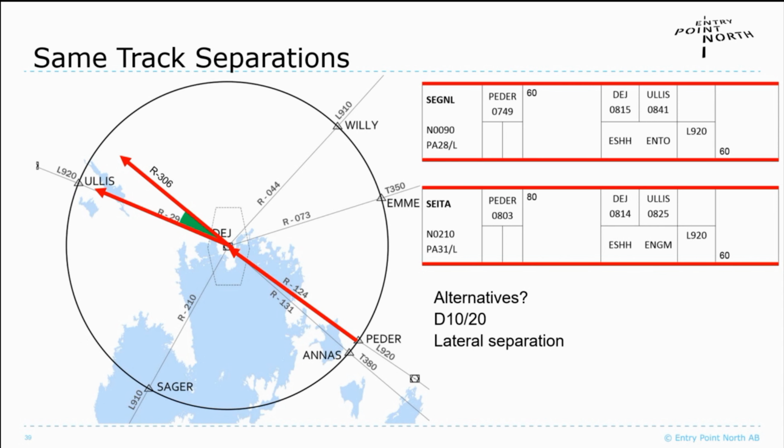It is an option. Again, it's not the best option, but what we could do is send Sierra Tango Alpha outbound on radial 306 instead of radial 290, establish both aircraft on the radials. Sierra Tango Alpha gets to distance 15, they're now laterally separated, and Sierra Tango Alpha can descend. But of course they're overflying. He wants to go via Ulis, and we're sending them off track via radial 306. So it's not the most efficient option in this case.